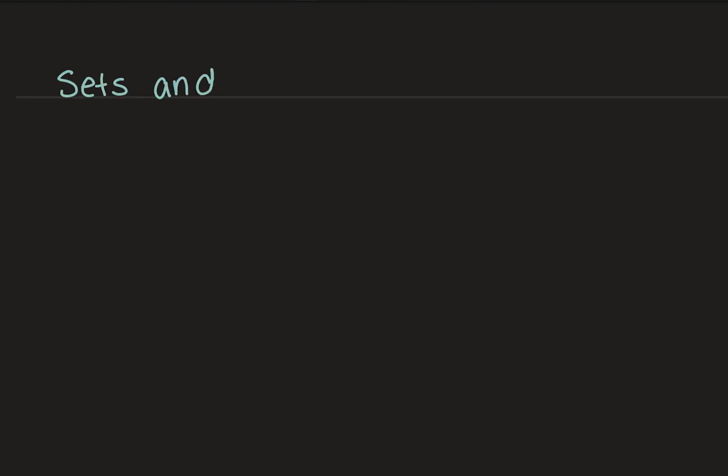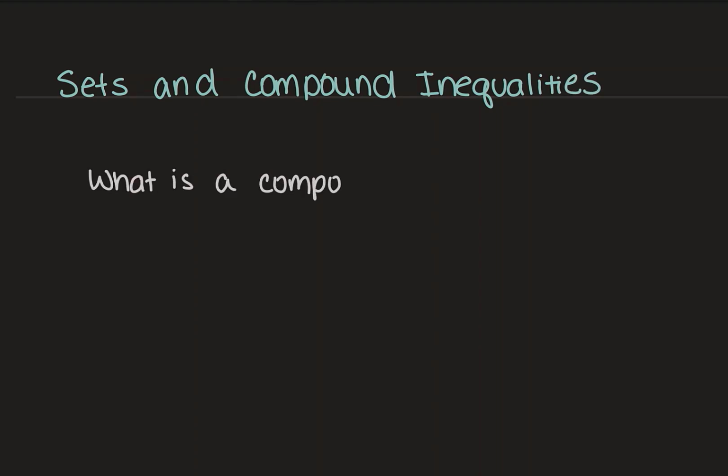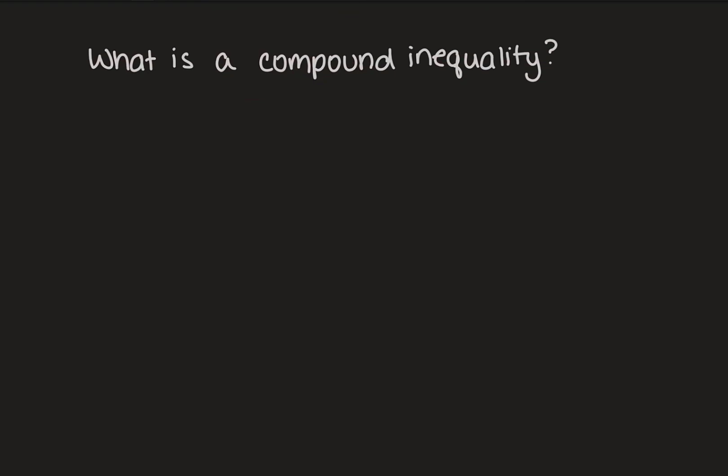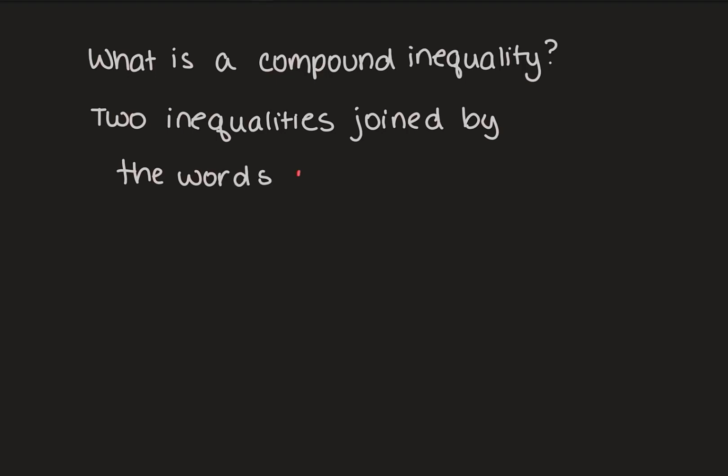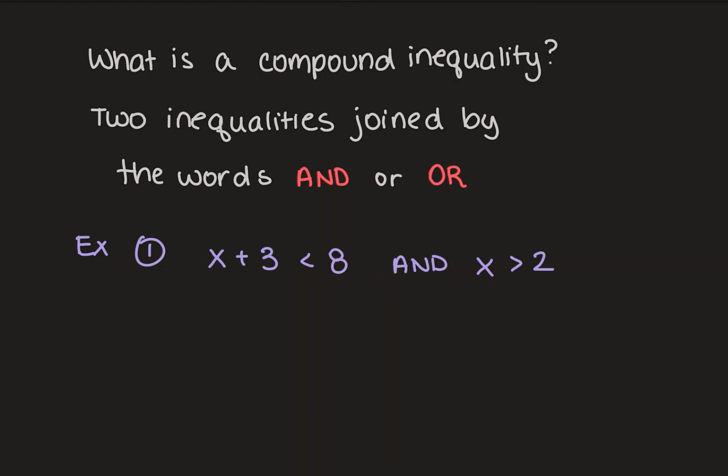Hey guys, in this video we will be going over sets and compound inequalities. So let's talk about what a compound inequality is. A compound inequality is just two inequalities joined by the words "and" or "or". For example, x + 3 < 8 and x > 2 is a compound inequality joined by the word "and". Another example is x ≥ 5 or -x + 10 < 5, which is a compound inequality joined by the word "or".